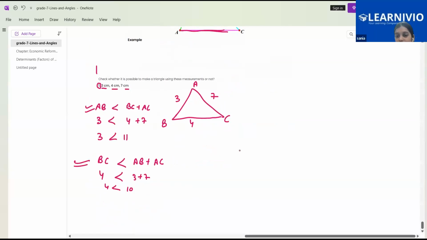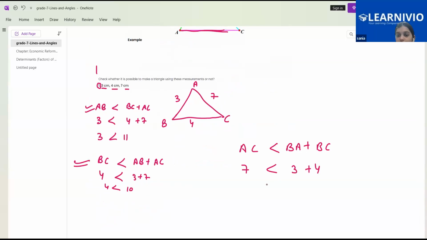Now we will take the third side, which is AC. So AC should be less than BA plus BC. So this is 7, and BA is 3 plus 4. Right? 4, 5, 6, 7. So is it less? No, ma'am, it is equal. So that means this is not a triangle. Clear? Got the point?